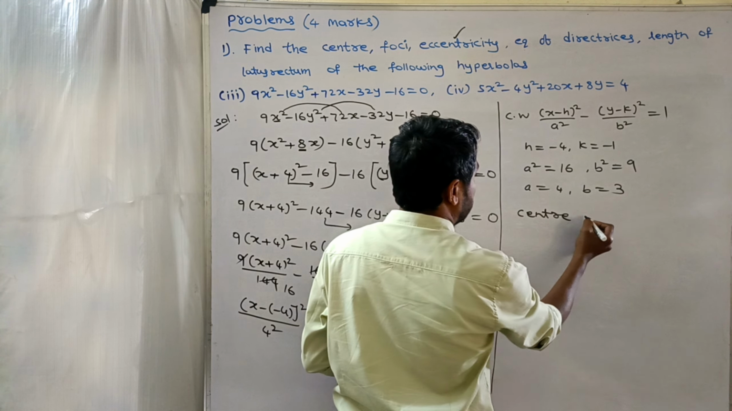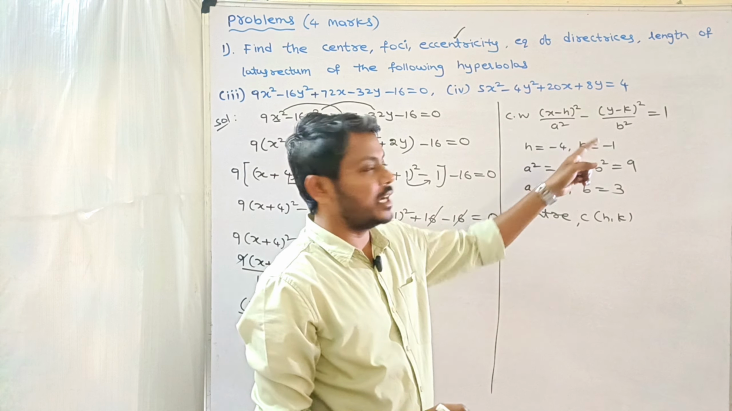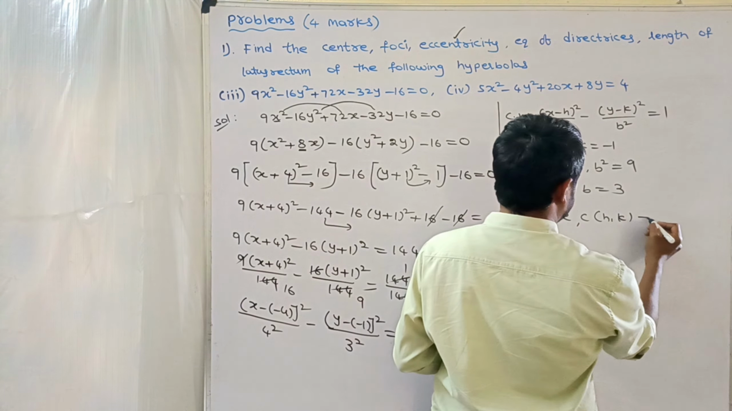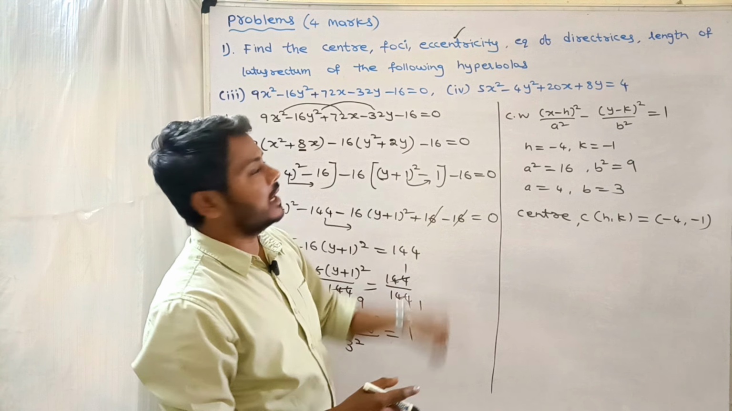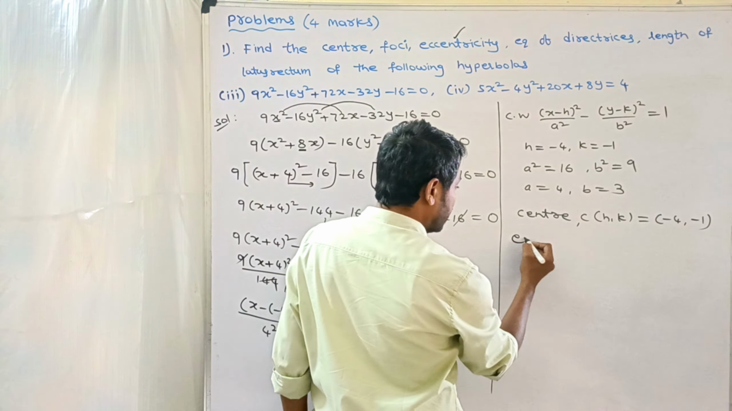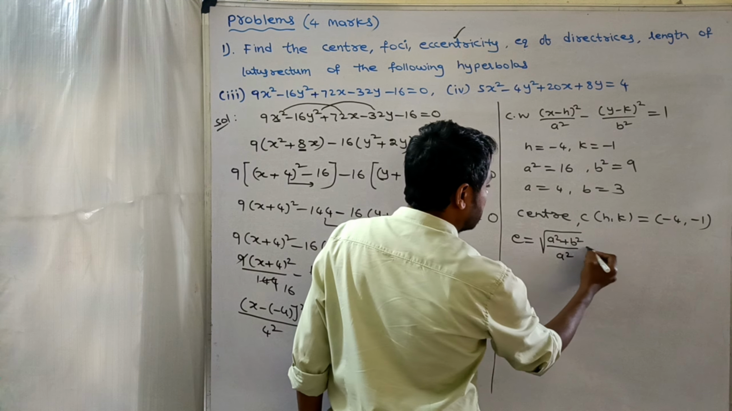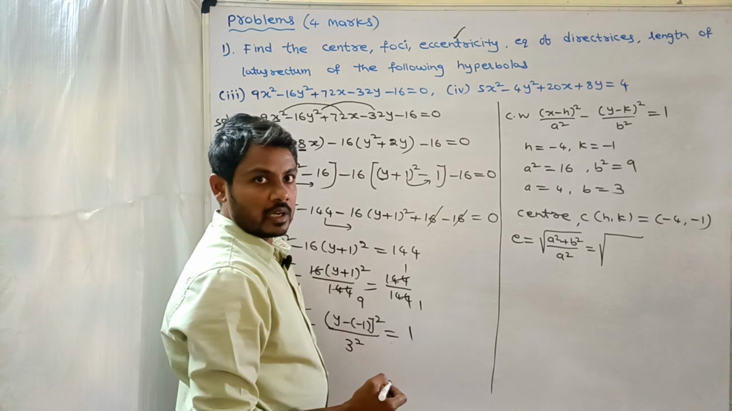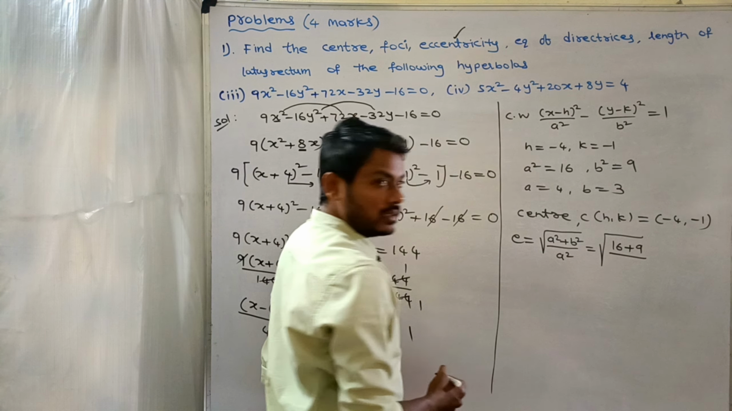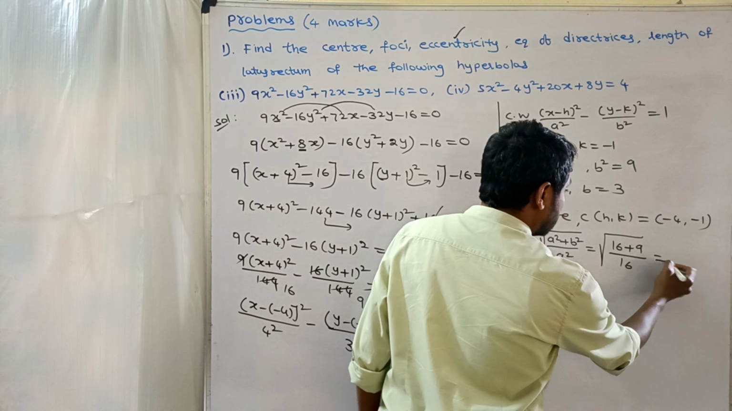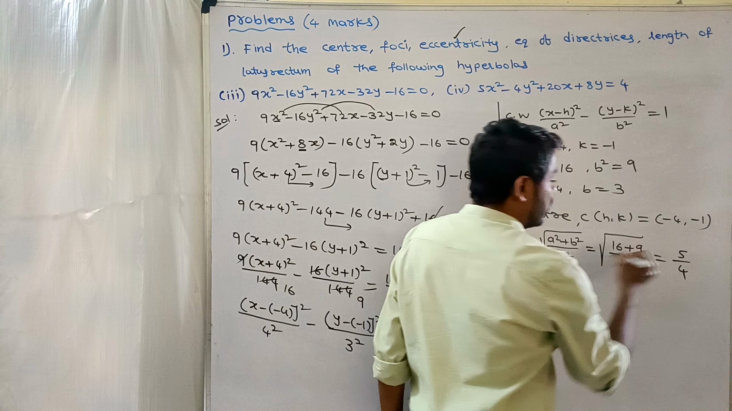What is the center of the hyperbola? It is (h, k). What is h? Minus 4, and k is minus 1. Therefore the center is (minus 4, minus 1). Next one, eccentricity. We know that eccentricity is under root of (a square plus b square) by a square, which is under root of (a square value 16 plus b square 9) divided by a square 16. This is root 25 by 16, which you can write as 5 by 4.